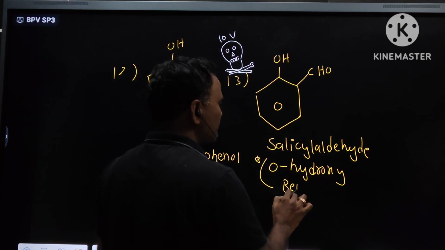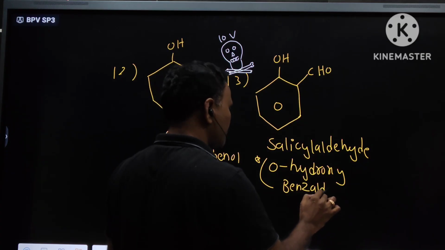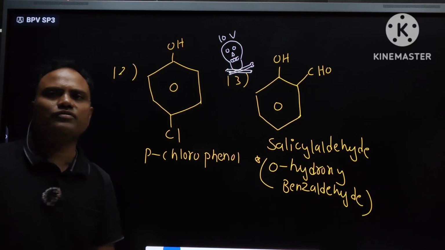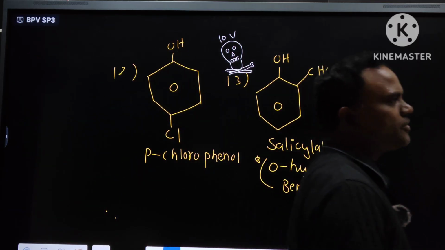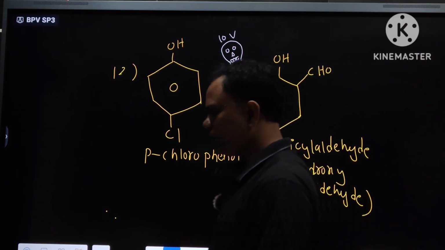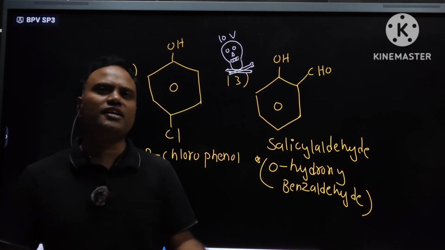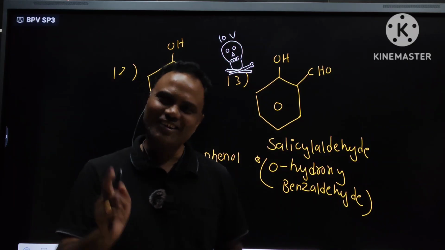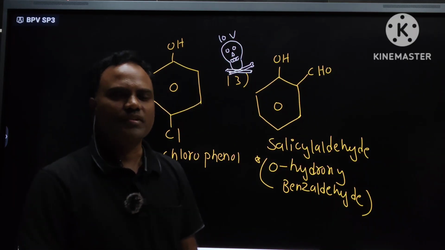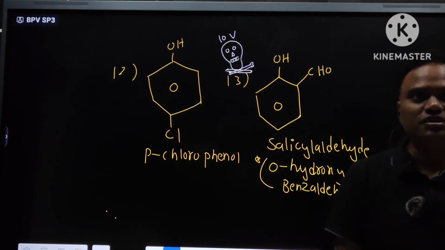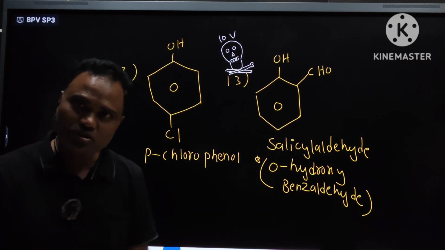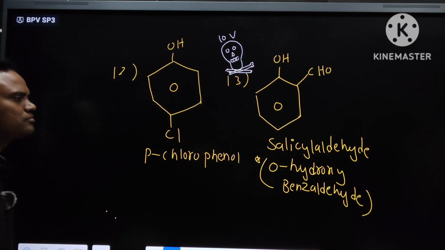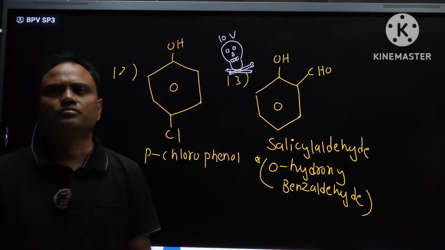Ortho-hydroxybenzaldehyde, commonly called salicylaldehyde. In which of the following is OH group present? Option A, catechol. Option B, salicylaldehyde. Salicylaldehyde means it contains only aldehyde, right? No, that is wrong. OH also present. Catechol you can identify, OH is there. In salicylaldehyde, OH group is present. Right?